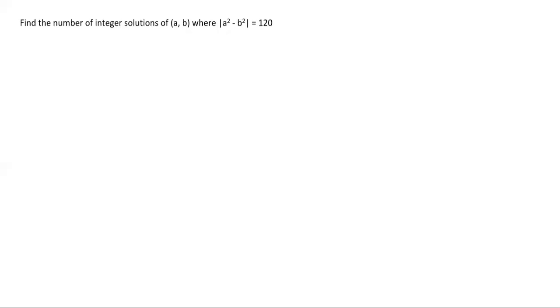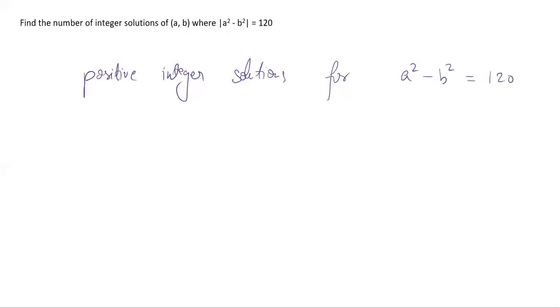We're looking for integer solutions of a and b. But the way we are going to approach this problem would be scaling up from a basic understanding. The basic understanding would be finding positive integer solutions for the equation a square minus b square is equal to 120. So I made a couple of changes to the question. One, I have converted the integer solution to positive integer solution. That is my focus. And the second is the modulus part.